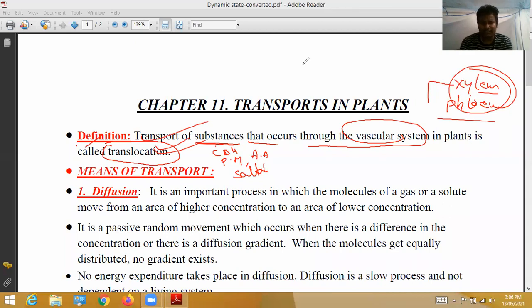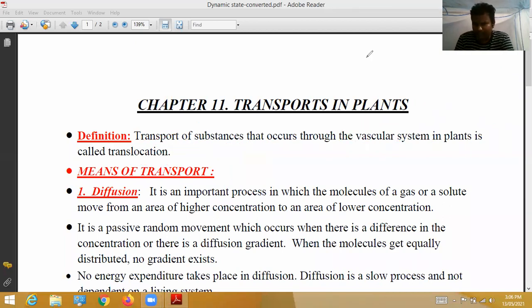Simply, what is the definition here? Transport of various kinds of substances that occurs through the vascular system. Vascular system means what? Already we have discussed it. Xylem and phloem. So these two are present in plants. This phenomenon is called translocation.